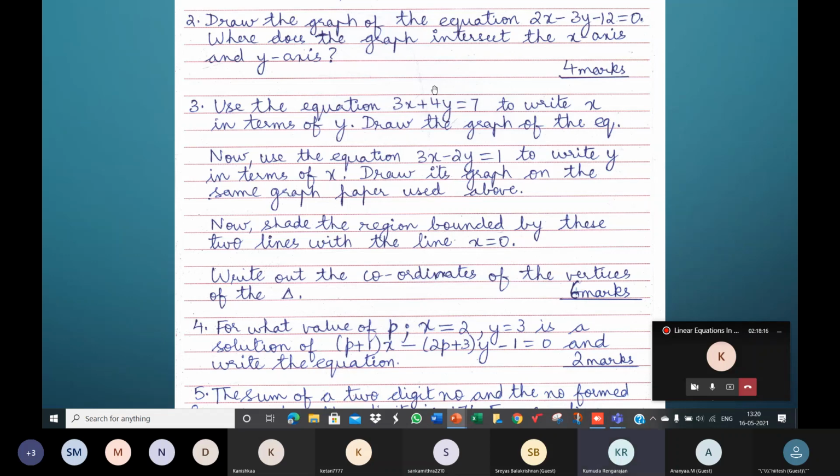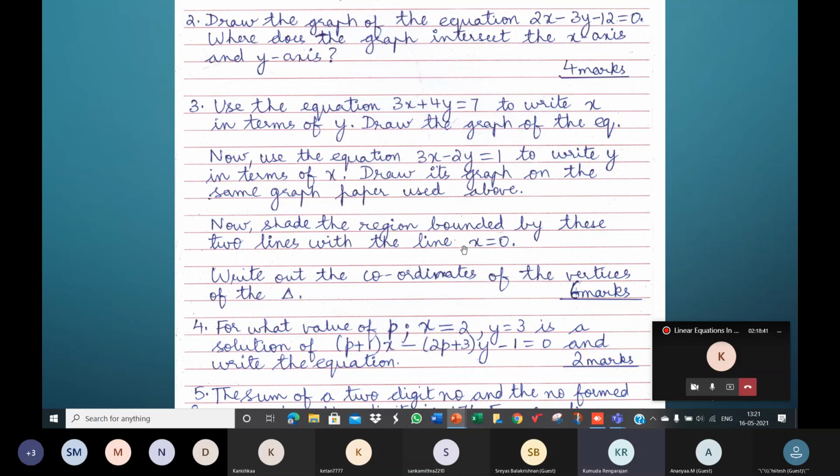I'll tell you. You can read this in detail later. This is one equation. You must write x in terms of y, and you should make a graph of this one. This is another equation. Write y in terms of x, make a graph of this. So now you have two straight lines on the same graph paper.